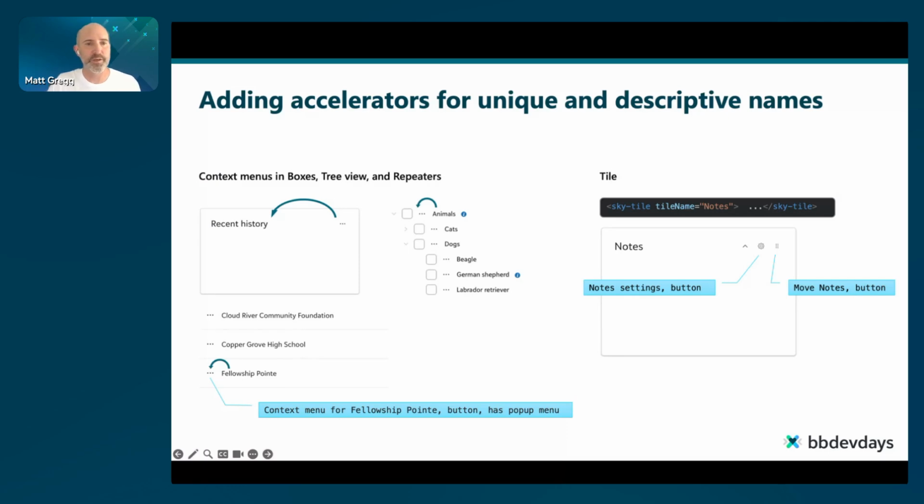There's also a new input on the tile component called tile name, and it's doing some of the same things behind the scenes, which is cool. You set it once, and it's going to set the button names to be unique. Because when you have multiple tiles, you want to know which settings this is for. Is this note settings, or some other settings button on the page? Same thing with the move button. It's going to make that unique.